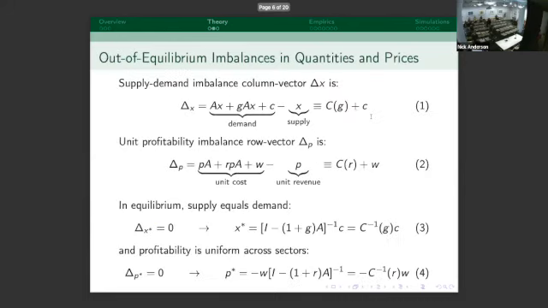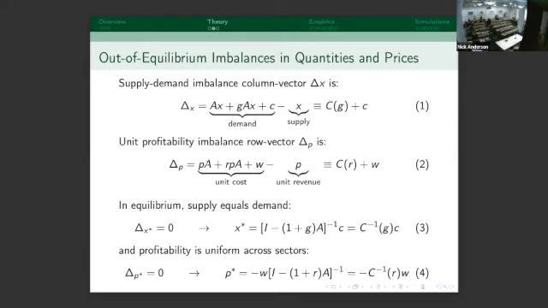Just keeping on going there, I just had 2 slides with mathematics, so please bear with me. I know that it's late, but here basically you define supply-demand imbalances and unit profitability imbalances. So on your left, in equation 1, you have demand minus supply, and that's basically the imbalance. And here you have the intermediate production. Here you have investment, which is proportional to growth, and intermediate production. This is final consumption, and this is the supply. There should be an X quantity here multiplying the matrix C, which you can see is defined here.